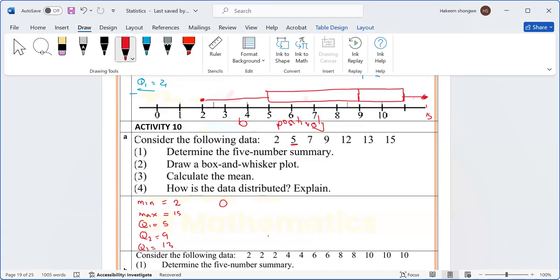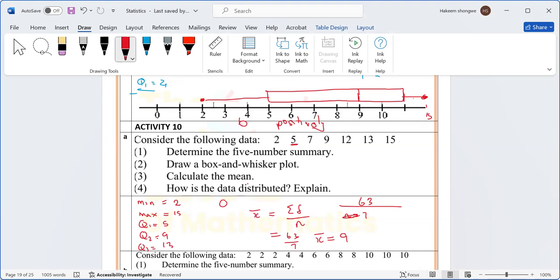Then the next question, they say calculate the mean. So you know that the mean is the sum of all those values divided by the total number of those values. How many values do you have? So n is 7. Then you have 2 plus 5 plus 7 plus 9 plus 12 plus 13 plus 15. You have 63. So the mean is 63 divided by 7. Then you have 9, a whole number 9. So the mean is 9.